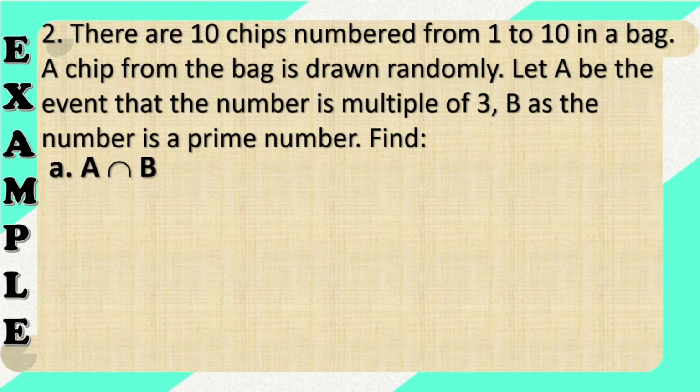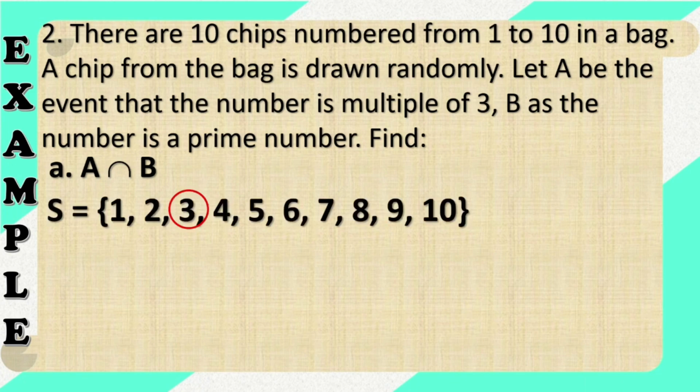For the solution in letter A, the set of all possible outcomes, we have 1, 2, 3, 4, 5, 6, 7, 8, 9, 10. These are the elements of set S. The elements in event A are the multiples of 3, or skip counting by 3. So we have 3, 6, and 9. So the elements of event A, we have 3, 6, and 9.